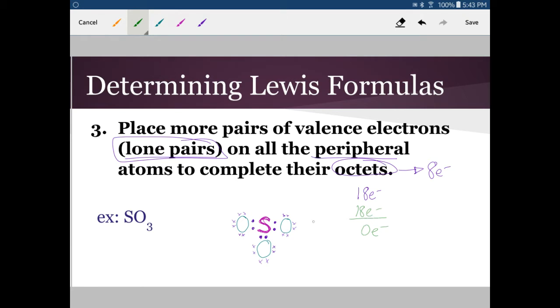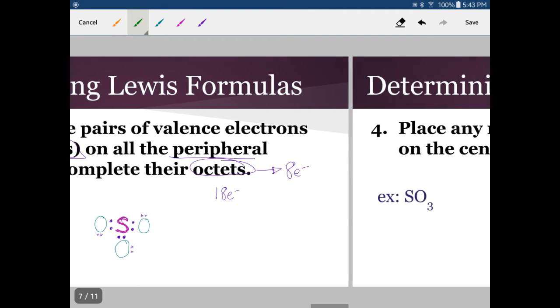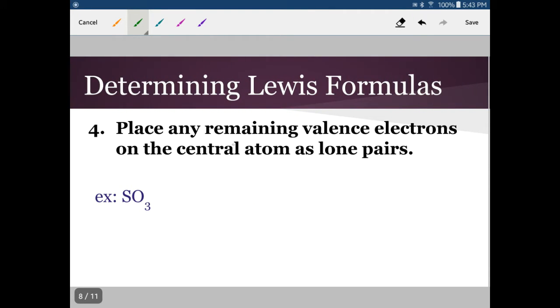Okay, so every atom likes to have 8 electrons surrounding it, and now that I've made my peripheral atoms happy, I need to take care of my sulfur atom. Now, if there are any remaining valence electrons, which I have 0, so there are no remaining electrons, I place those around my central atom as lone pairs. Now, I simply don't have those electrons, so the stage that I'm at right now is I have a diagram that looks something like this.